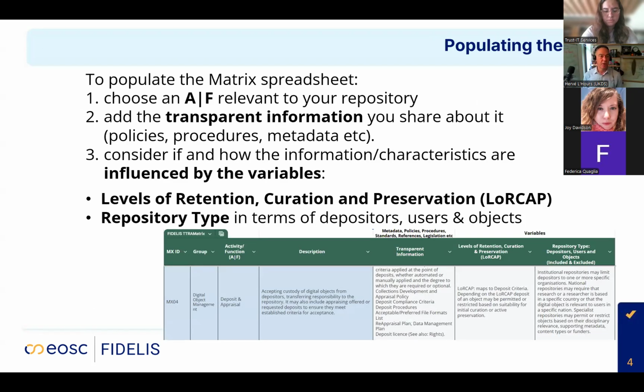We'll come back to this later, but basically to populate this matrix spreadsheet, you choose an activity and function that's relevant to your repository, add whatever transparent information you happen to share about it, policies, procedures, or whatever, and consider how that information and how the activities and functions are influenced by the variables, the levels of retention, curation, and preservation, and the repository type. And we'll go over both of these in a bit more detail.